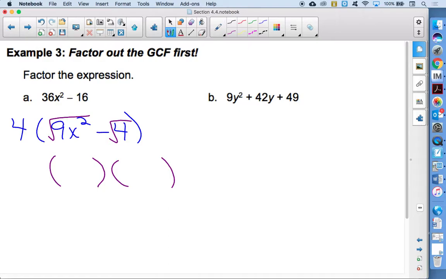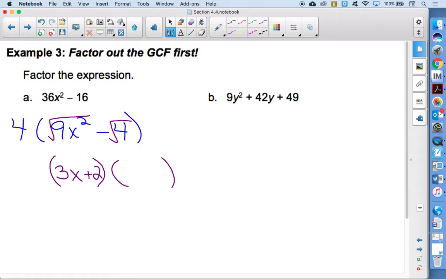Okay, so Ethan, let's look at the first number. It's 9x squared. What's the square root of 9x squared? 9x? What's the square root of 9? 3. Oh, it's only the x that's squared, so it's 3x. What's the square root of 4? 2. So we're going to write that as 3x plus 2.